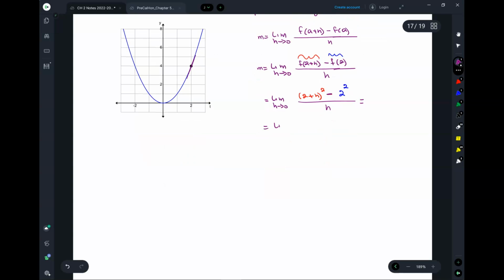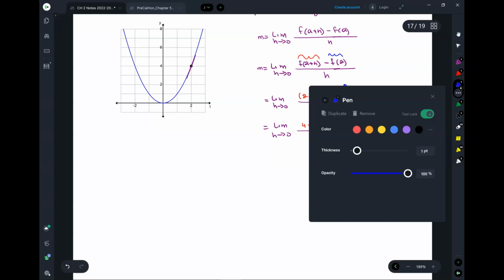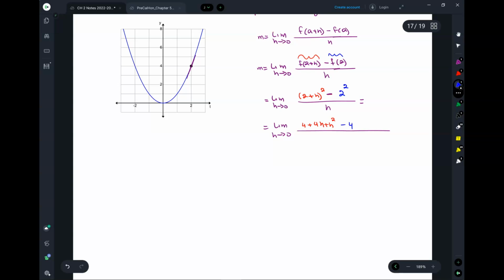Okay, now we do the math. Here, I'll do it here. Limit as h approaches 0. The red one, okay, very important. Now that we're in calculus, we're never going to forget this ever again. When you have a binomial, 2 plus h squared, you're going to end with 3 terms. Square the first term, square the last term. In the middle, you get 2 times h times 2, positive 4h. If you have questions on that, you have to come to bonus. Minus 4, all over h.